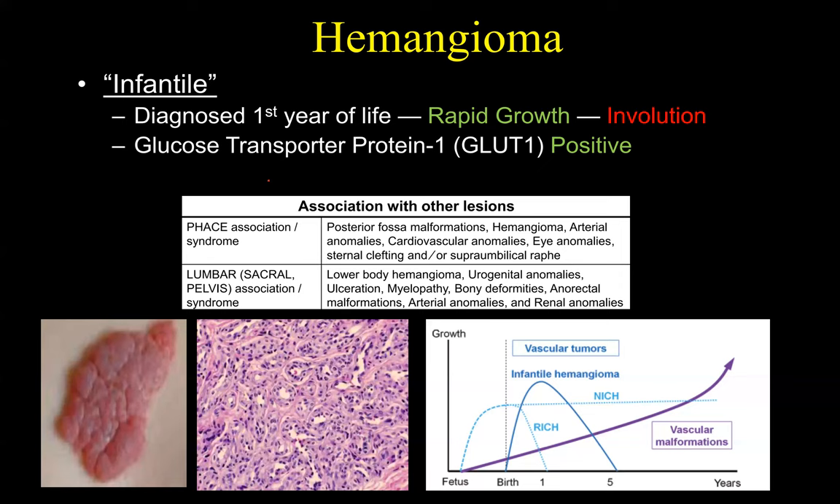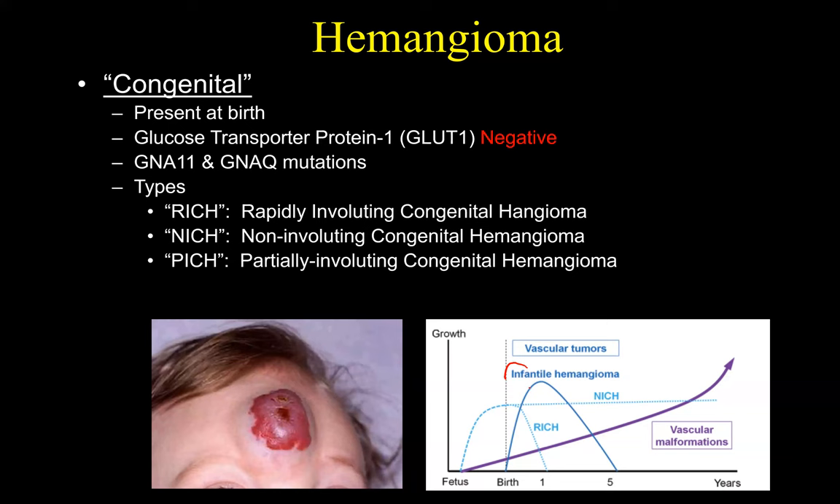So what we did just now was talk about infantile hemangioma. So this is our infantile hemangiomas. But now we're going to turn our attention to congenital hemangiomas.